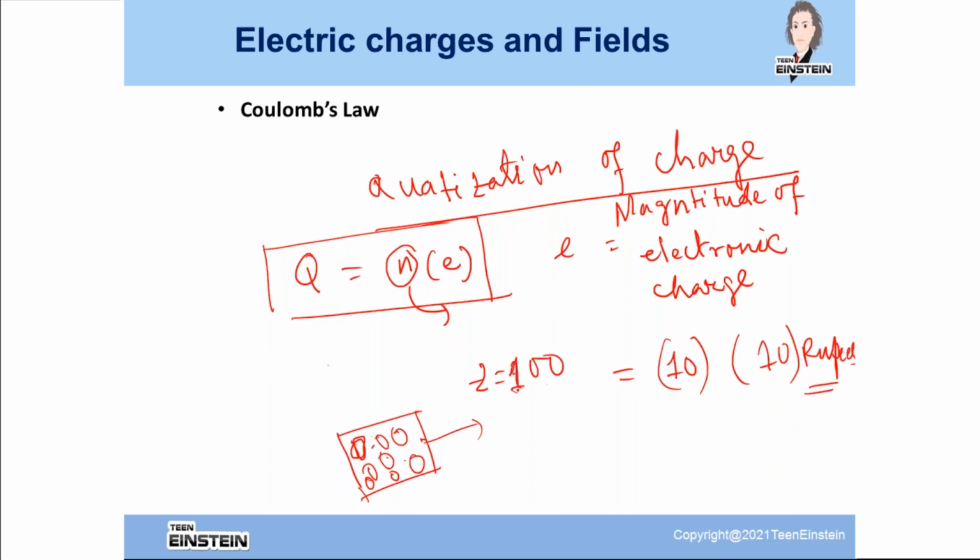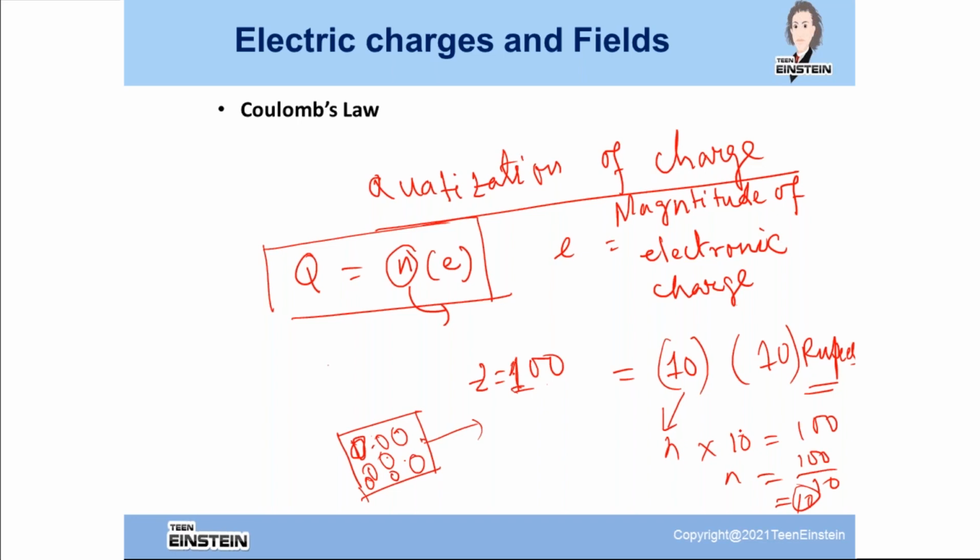So you can see that this rupees is actually quantized. Quantized means you can express it by multiplying an integer number, or integral multiple. You can express as integer into 10, suppose n into 10 is equal to 100. So what is n? You can find out how many 10 rupee notes are there. So you will be seeing that you have 10 rupee notes.